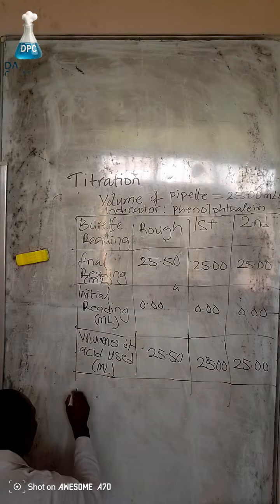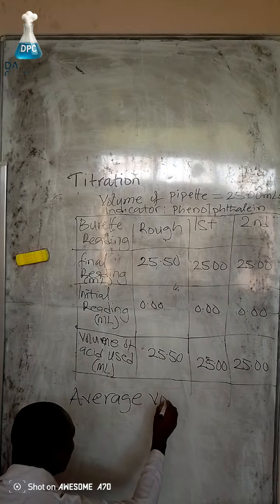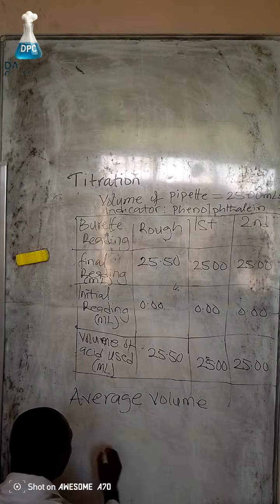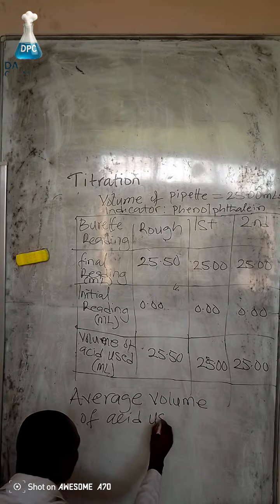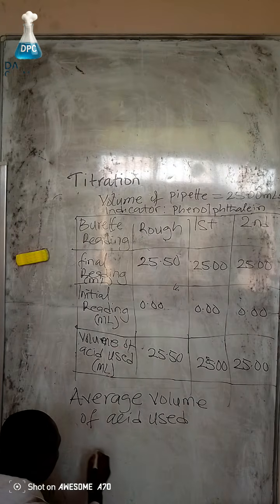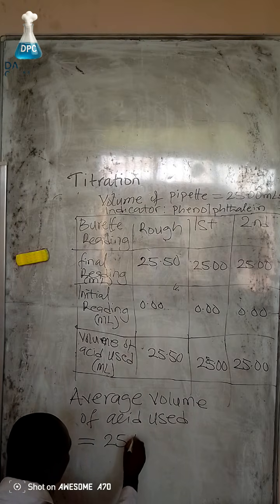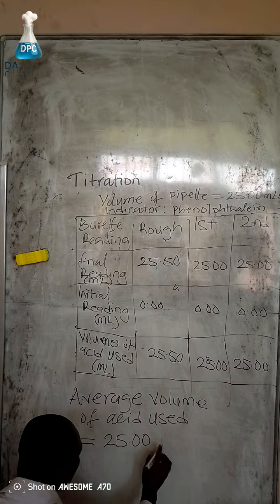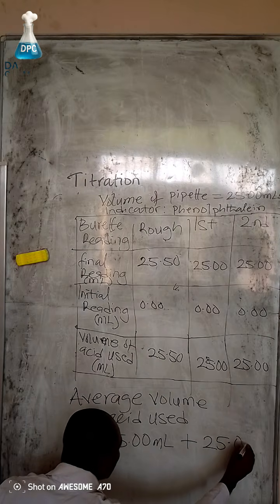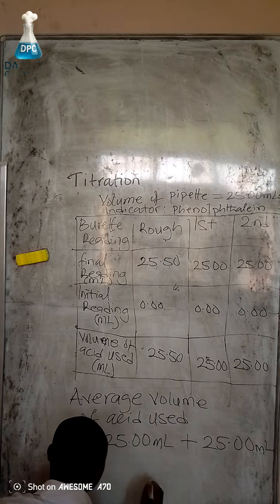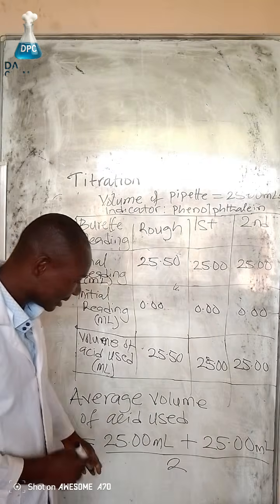So, average volume of acid used. Now, that will be 25.00 ml plus 25.00 ml over 2. Now you are getting it clearly.